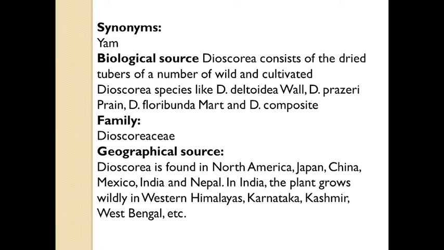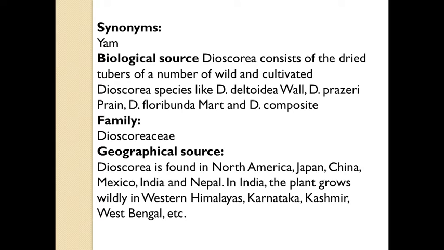Topic is steroids, and in that today we are going to discuss a drug that is Dioscorea. Synonym is yam. Biological source: Dioscorea consists of dried tubers of a number of wild and cultivated Dioscorea species like Dioscorea deltoidea, Dioscorea prazeri, Dioscorea floribunda, and Dioscorea composita. These are the different species which are the botanical name of that drug, and it consists of dried tubers. Dried tubers is the part of the plant which is used as drug, and family is Dioscoreaceae.